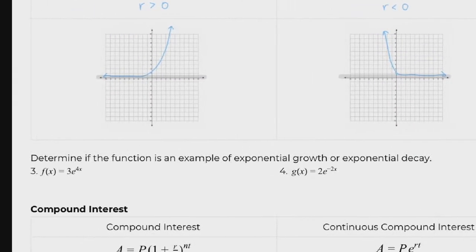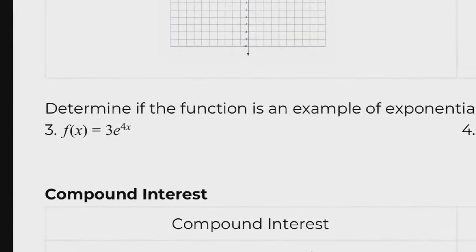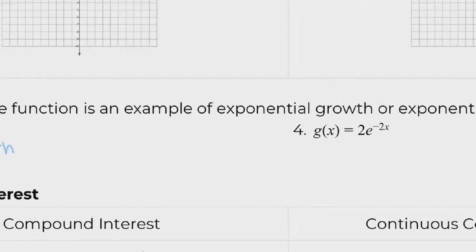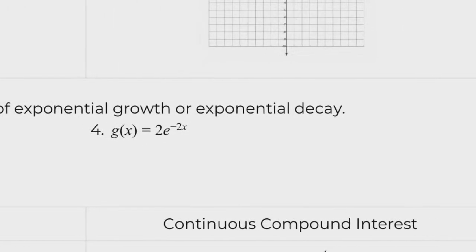So we want to determine if the function is an example of exponential growth or exponential decay. For number 3, we have f of x equals 3e to the 4x power. Since the exponent is positive, that means this is growth. For number 4, we have g of x equals 2 times e to the negative 2x power. Since there's a negative in the exponent, that means this is decay.